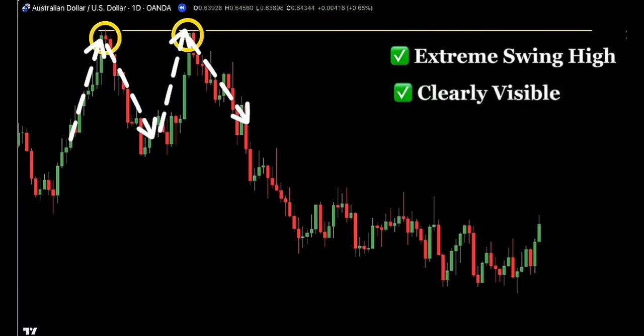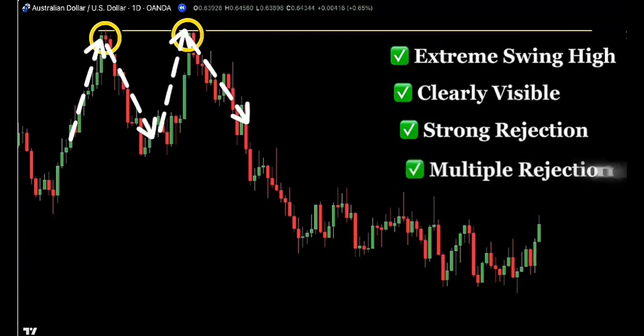Clearly visible. This level stands out immediately, and any trader looking at the chart should be able to spot it within seconds. Strong rejection. Price moved away aggressively after touching this area, confirming a strong reaction. Multiple rejections. Looking closely, there are 2 rejections, indicating that price struggled twice to break through. This pattern is often referred to as a double top.